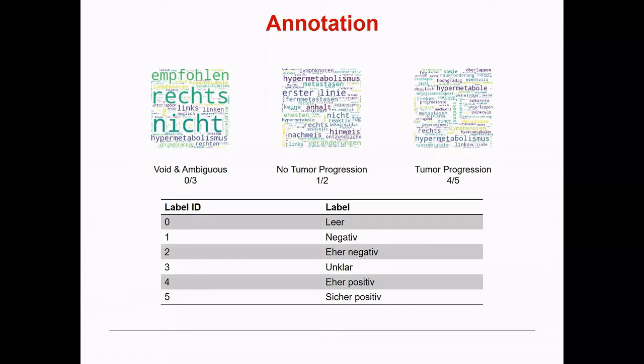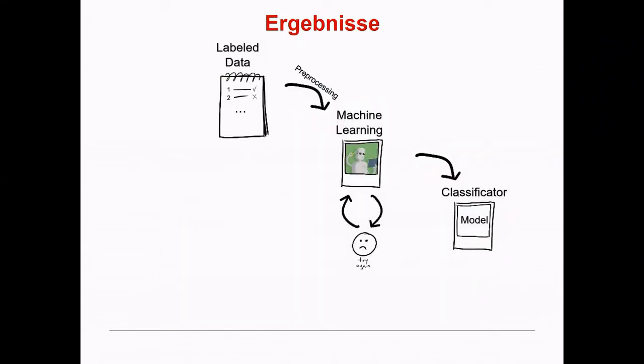But if you look at the different reports, here we just sorted the different reports, like, okay, no tumor progression, and those that we marked as void or ambiguous, they have very similar word clouds. So the word cloud itself does not really help you. You really have to find specific expressions. And basically that's what is hiding behind natural language processing. How do we extract things from free text?